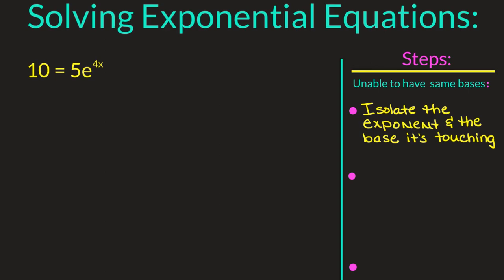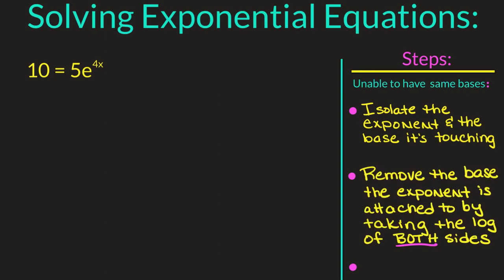isolate the exponent and the base it's touching. Step 2, you're going to want to remove the base the exponent is touching or is attached to by taking the log of both sides. And then you're going to want to solve for x. Okay, just for a quick reminder, I want you to remember that log base e is equivalent to the natural log.